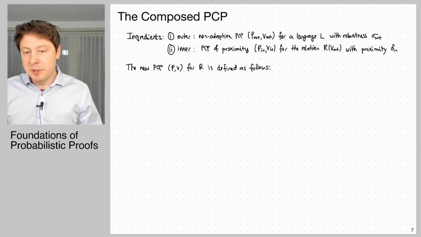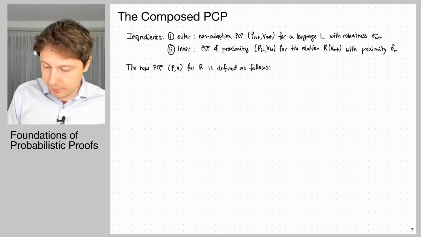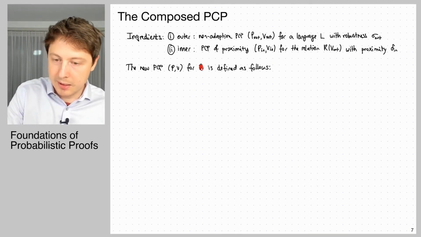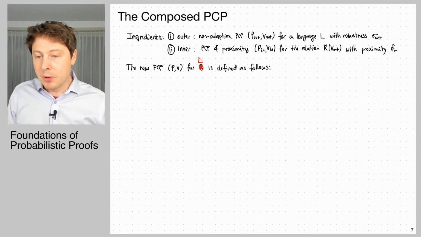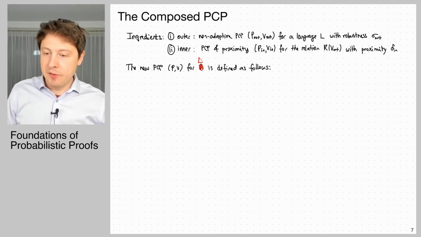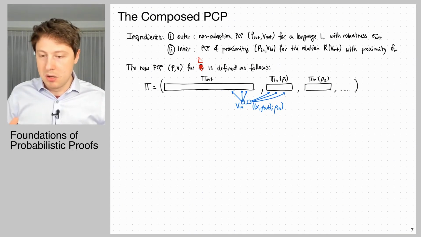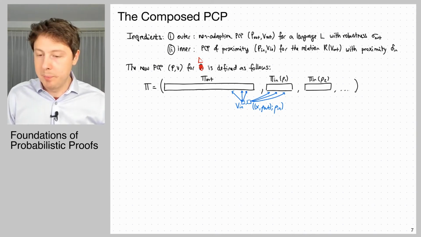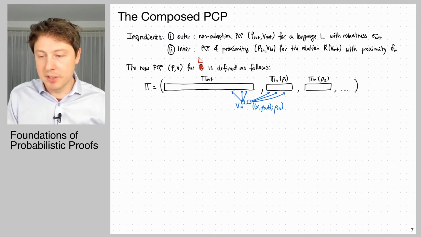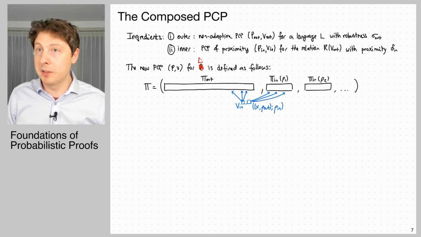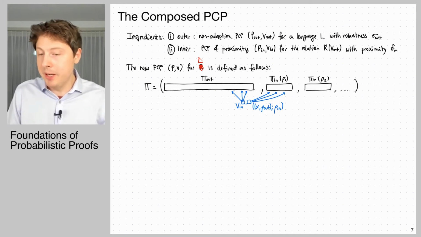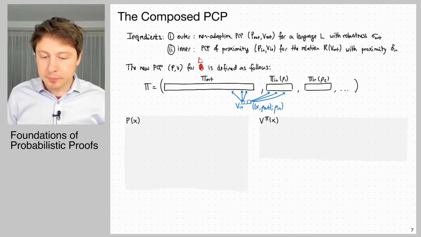So now the new PCP that we construct for the language L is defined as follows. We are just going to run the inner PCP of proximity on the correct local view, with access to the chosen PCP of proximity. That's just the picture. Let's just see the pseudocode.